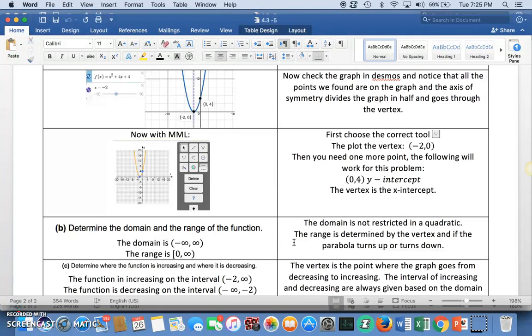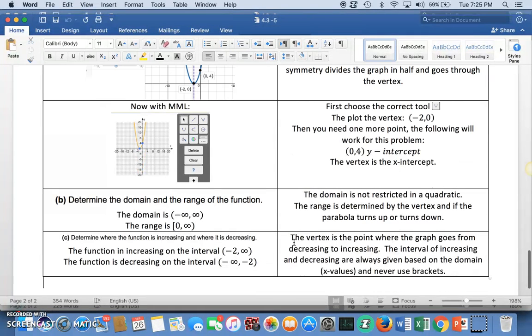Where is it increasing and where is it decreasing? Well, it starts increasing at the vertex at negative 2 and goes on, negative 2 on. It was decreasing from the beginning at negative infinity till it got to negative 2. Notice the increasing and decreasing changes where the vertex is. That's what the vertex is: where it changes from decreasing to increasing, or vice versa if it turns the other direction. It would increase and then decrease.